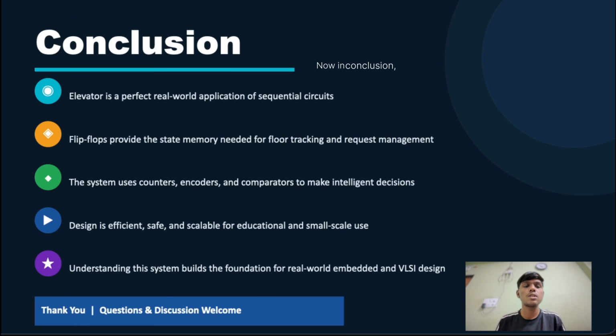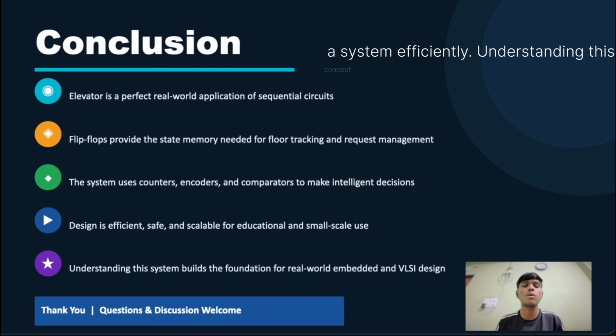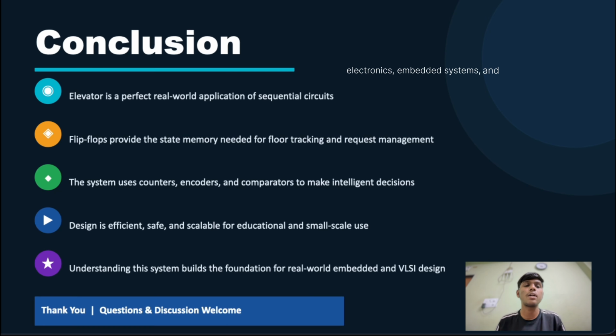Now, in conclusion, the elevator system is a perfect real world example of a sequential circuit. It shows how memory, logic, and state work together to control a system efficiently. Understanding this concept helps us build a strong foundation in digital electronics, embedded systems, and computer architecture.